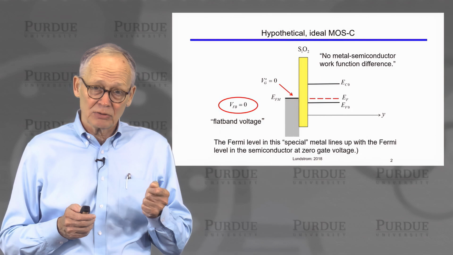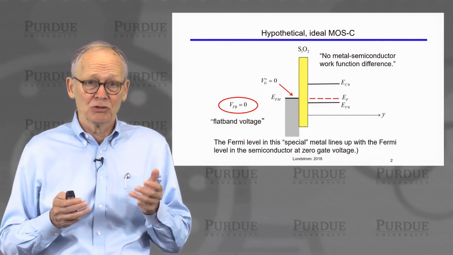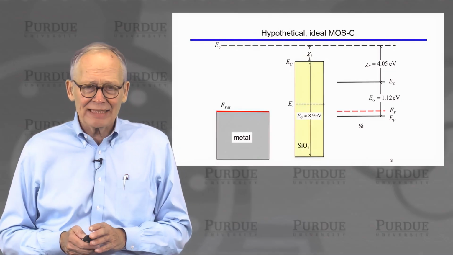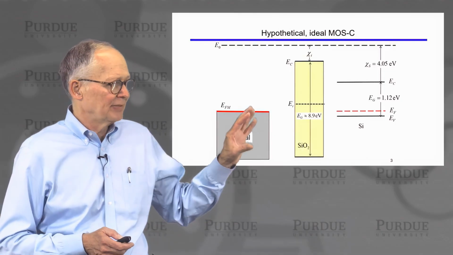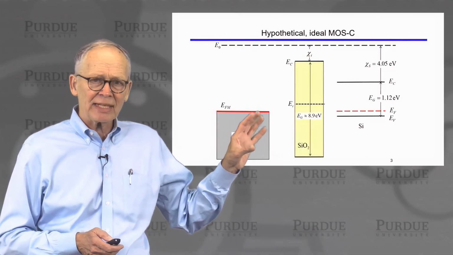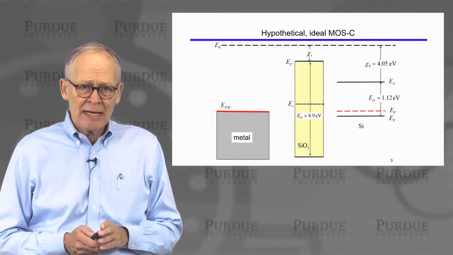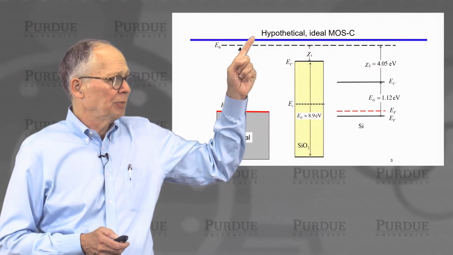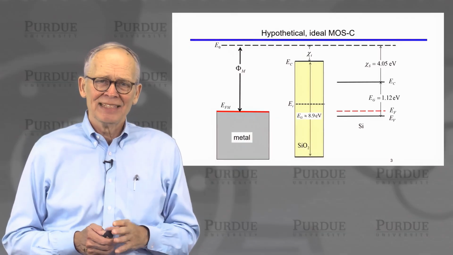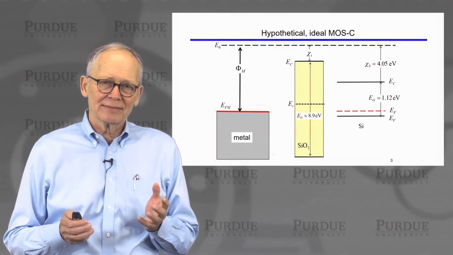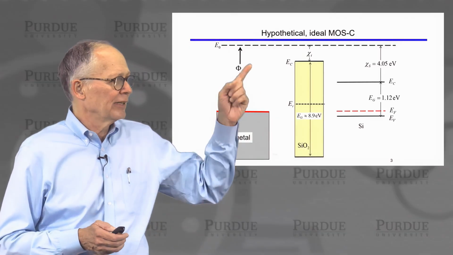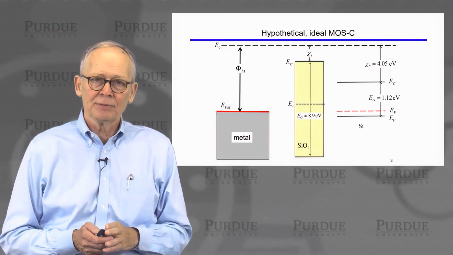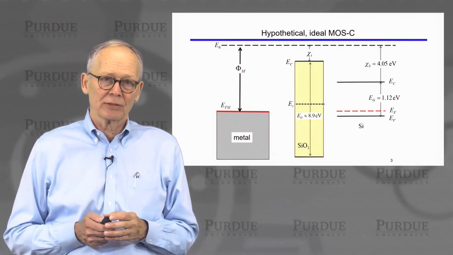When we apply zero voltage to the gate, there's no band bending. Everything is flat, no electric fields in the structure. Well, that doesn't really happen because if I take any metal, its Fermi level will be somewhere. The way that we measure the position of that Fermi level is with respect to a reference energy level. The reference that we usually take is the vacuum, so we would call that E0. And the distance between E0 and the Fermi level is the work function of the metal.